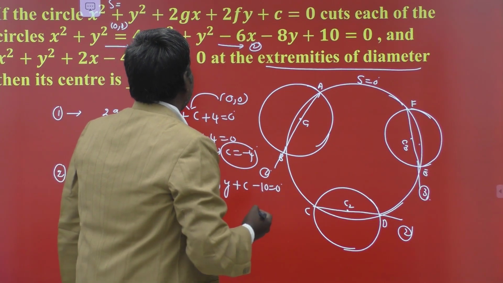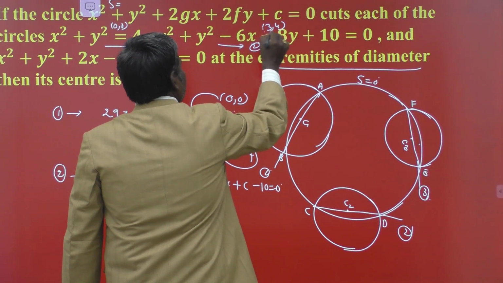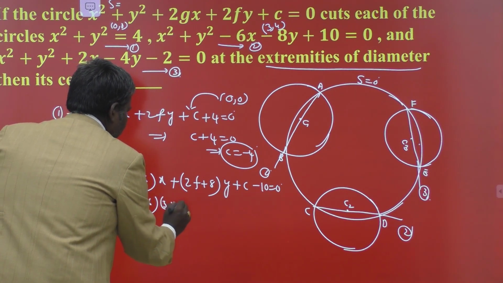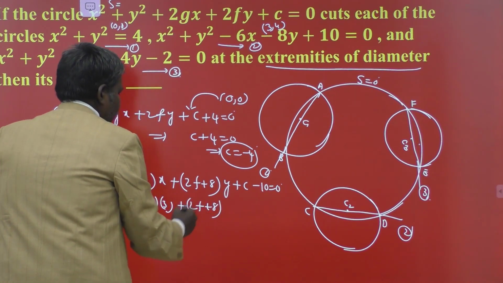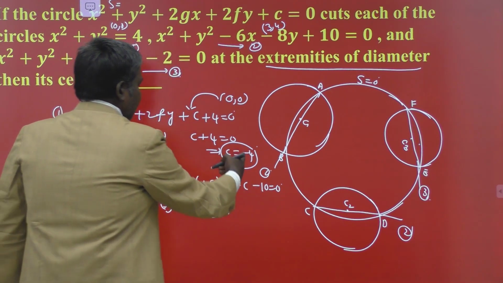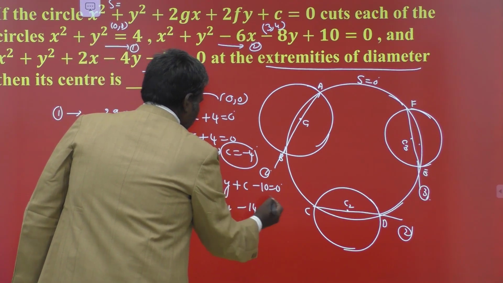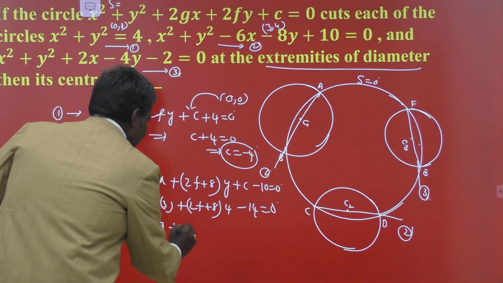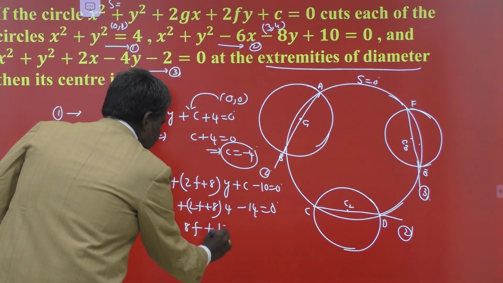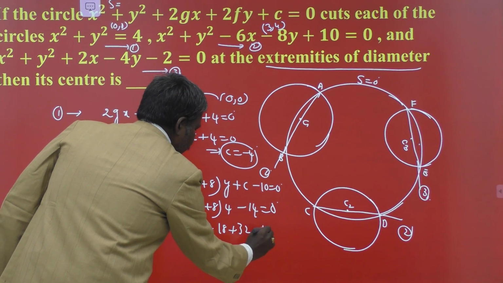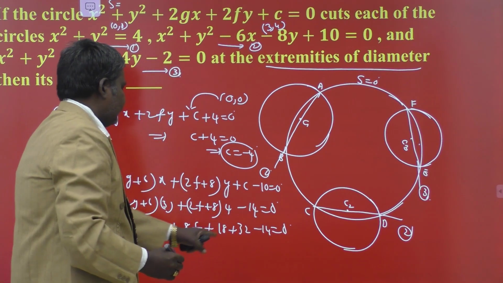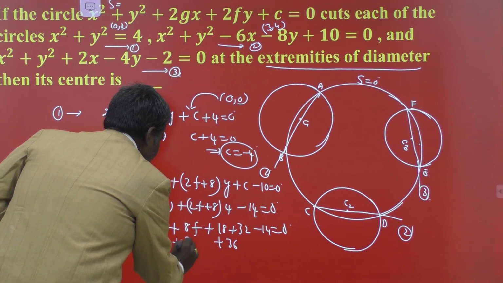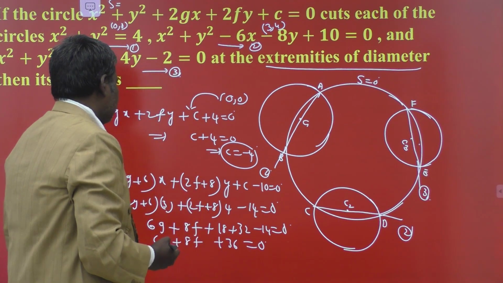What is the center of the second circle? 3, 4. Its center is what now? 3, 4. Substitute 3, 4. 2g plus 6 into 3, plus 2f plus 8 into 4. What is your c? Minus 4, minus 10, minus 14 equal to 0. So 6g plus 8f plus 18 plus 32 minus 14 equal to 0. This is 36 there. 6g plus 8f plus 36 is equal to 0.